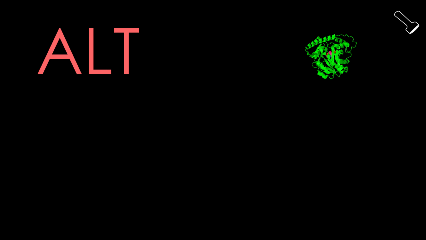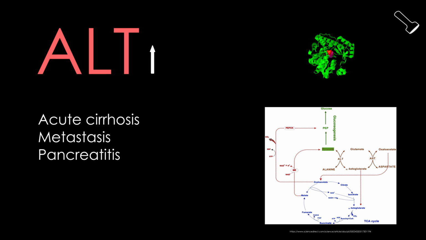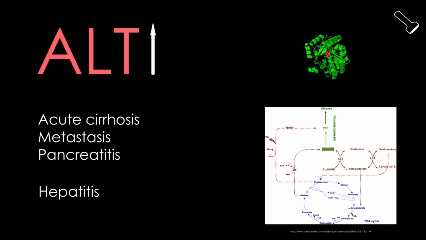ALT is more specific for the liver than AST. It's an enzyme necessary for the Krebs cycle, and because the liver does a whole lot of biosynthesis, it has the largest amount. It is slightly elevated in disease states of acute cirrhosis, metastasis, and pancreatitis, and is hugely elevated in hepatocellular disease and hepatitis.